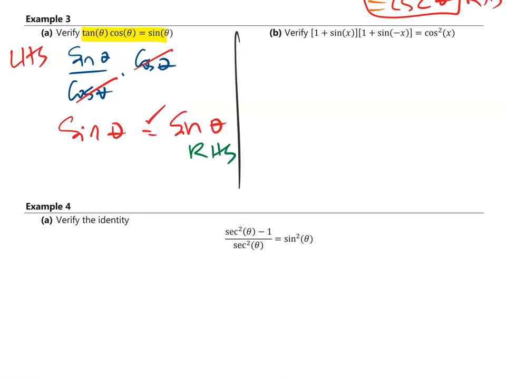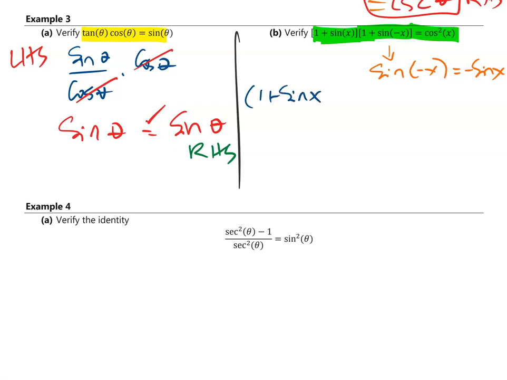Okay, then letter B, verify that 1 plus sine x times 1 plus sine of negative x is equal to cosine squared x. So we know that sine of negative x is equal to negative of sine x. So we can rewrite this as 1 plus sine of x times 1 minus sine of x is equal.